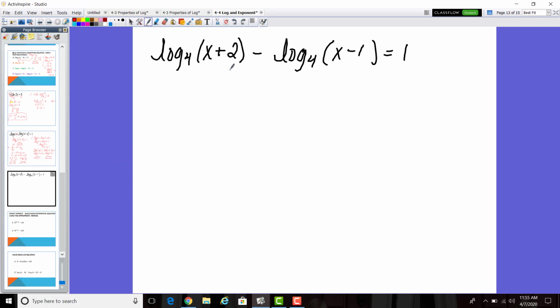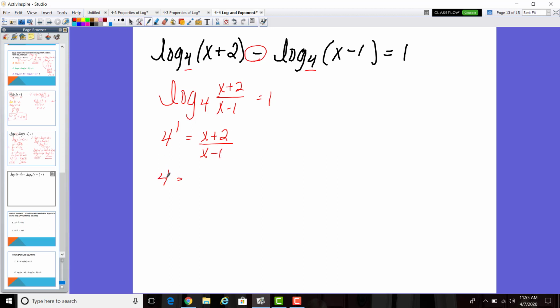Last one here we're going to do together. Same type of problem. I've got 2 logs. I need to get them into a form that I can convert to exponential form. Since they're both log base 4s, connected by subtraction, I can condense them into 1 log base 4, but my expressions in them will form a quotient because of the quotient rule. Now I can change this into 4 to the first power equals x plus 2 over x minus 1, which means I'm solving the equation 4 over 1 equals x plus 2 over x minus 1.